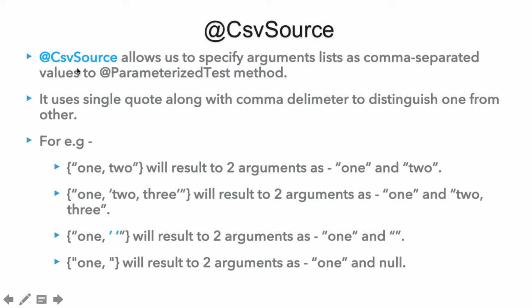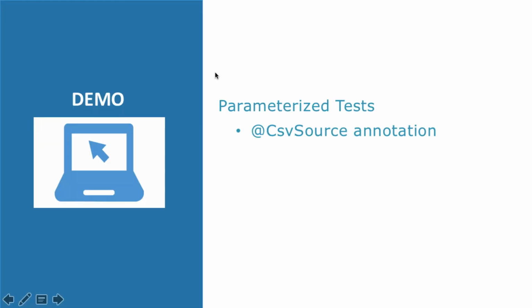So friends, here you can see that using @CsvSource, we can provide multiple values to our @ParameterizedTest which are separated by commas and distinguished by single quotes. While using @CsvSource, we can execute the same method multiple times by providing different arguments separated by commas and distinguished by single quotes. Also friends, when we see the demonstration of @CsvSource in Eclipse, you will get more understanding of how we use this annotation on top of @ParameterizedTest.